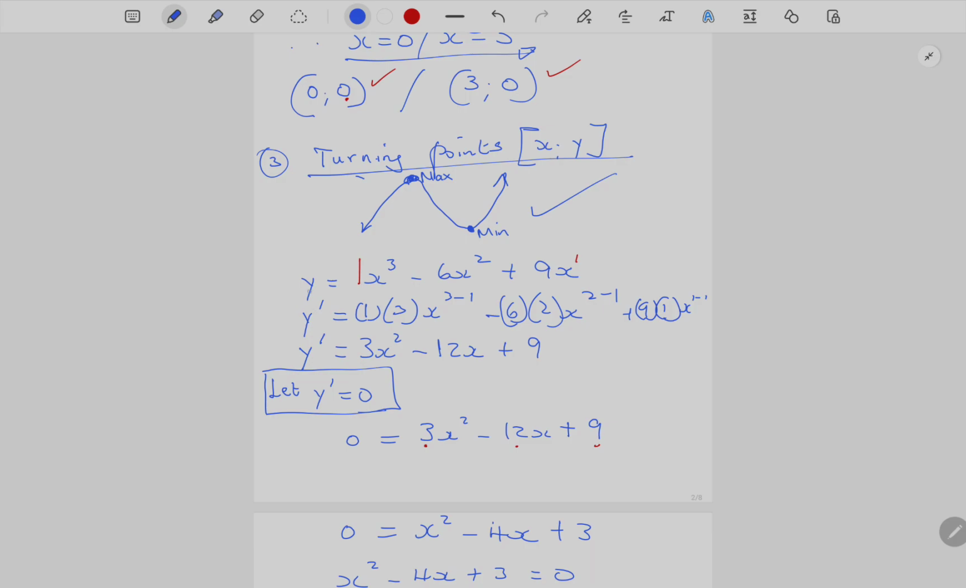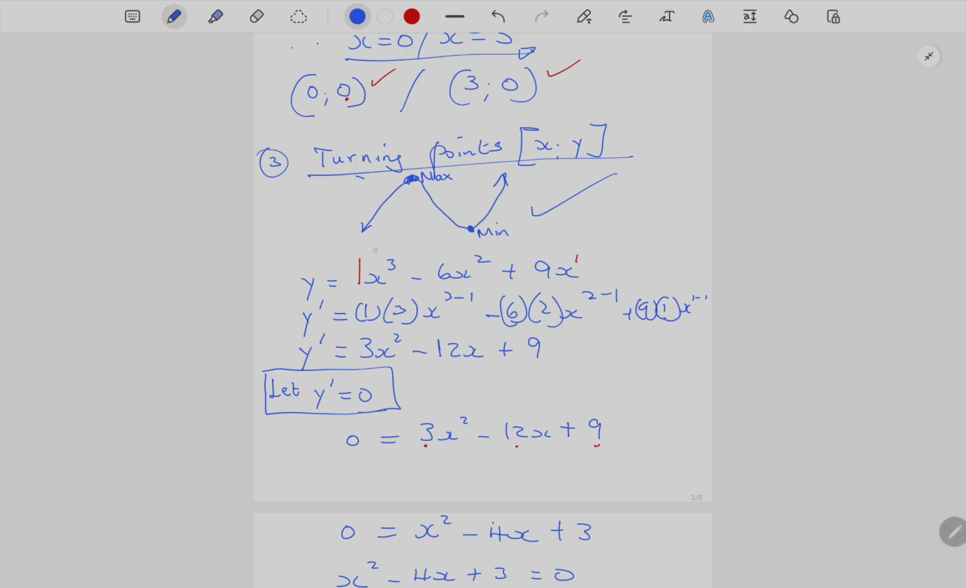So how to find the turning points? Also, you can study more about this on page 189. You can start maybe from page 185. You will see how to find the turning points of the cubic graphs.